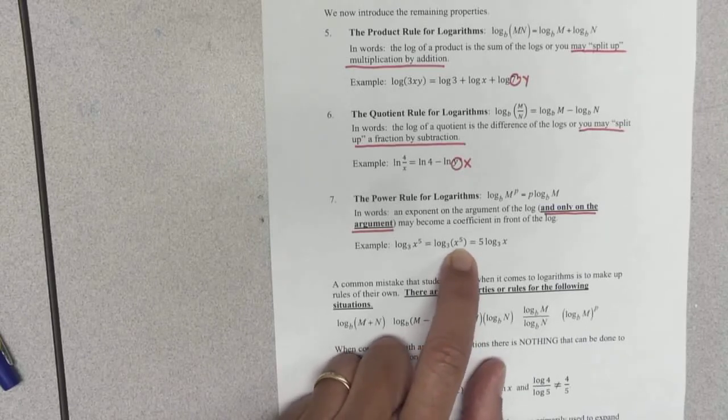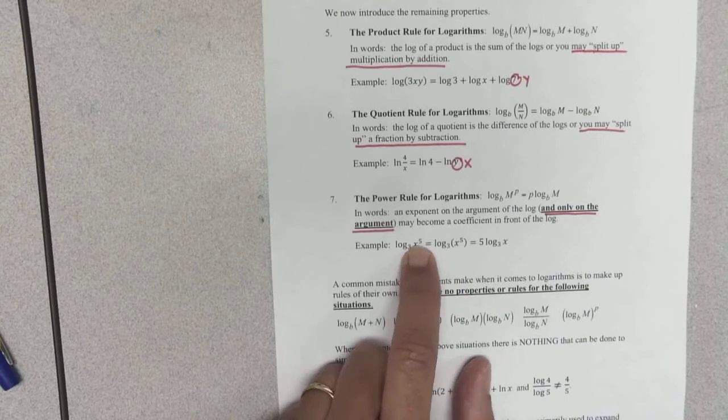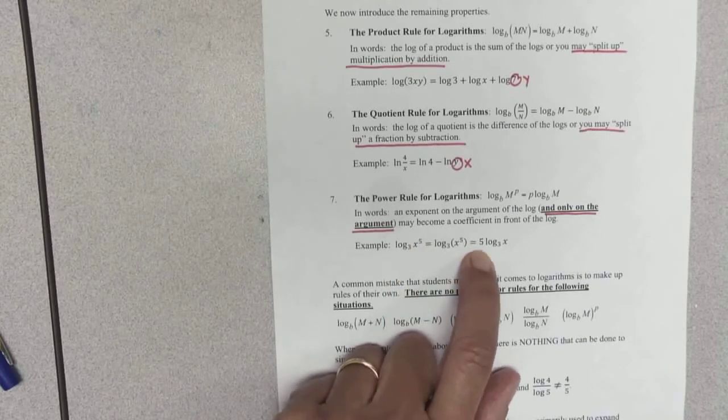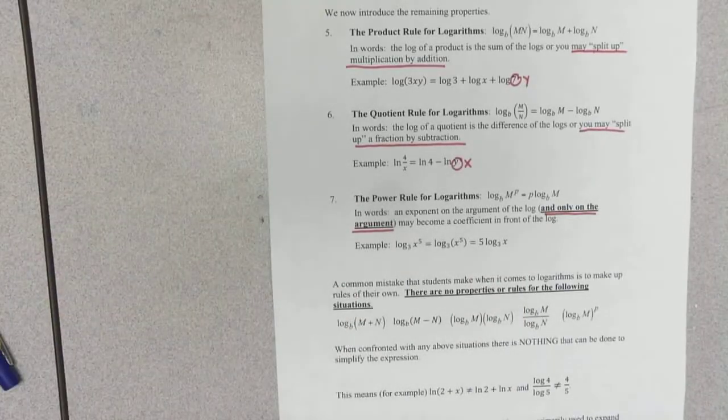But then my power rule says that since I have an exponent just on that argument, it can come down in front and become a coefficient. So log base 3 of x to the 5th is the same thing as 5 log base 3 of x. So those are the rules we have.